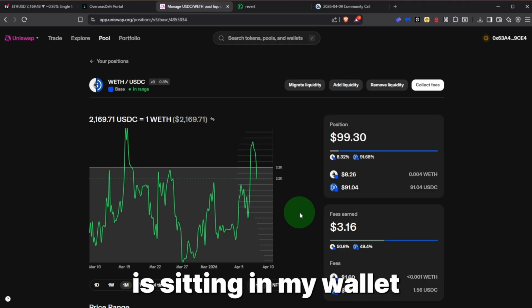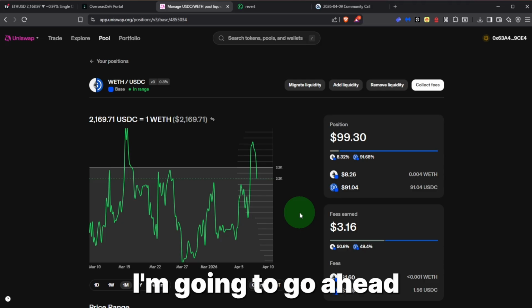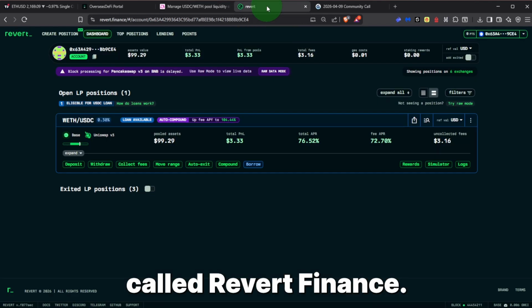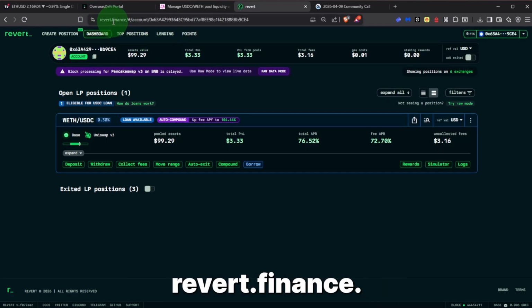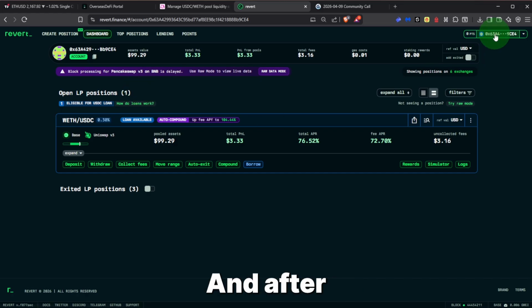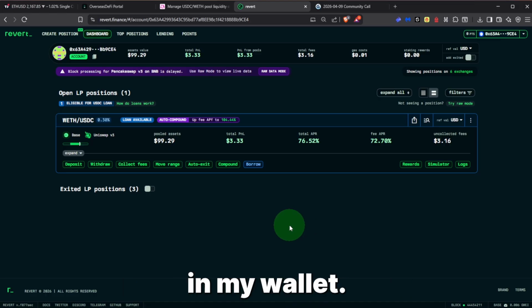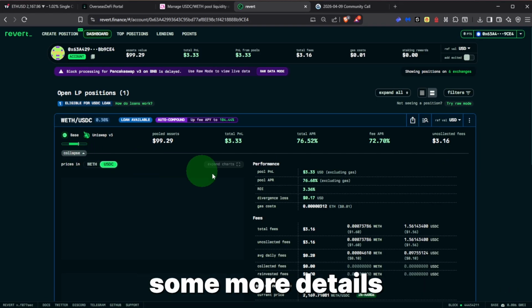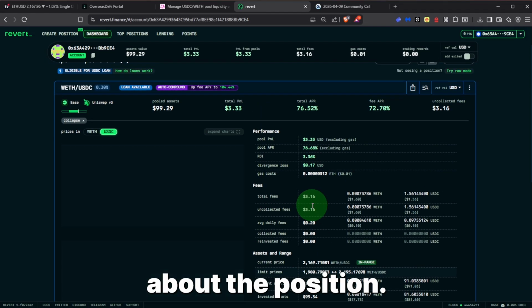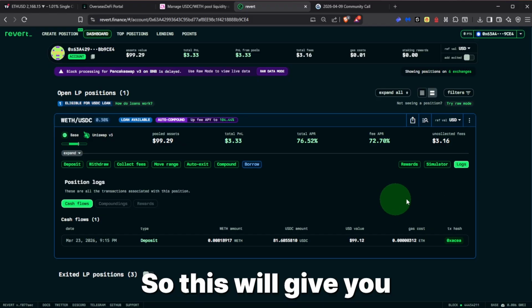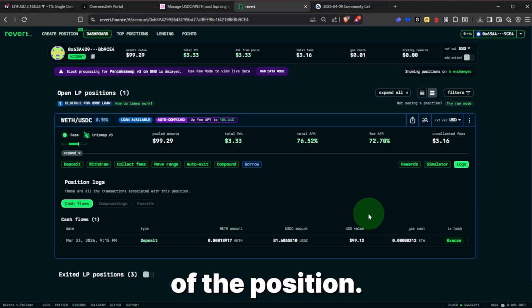Because that NFT is sitting in my wallet right now, I'm going to go ahead and look at this position on a different protocol called Revert Finance. So this is Revert.finance. And after I connect my wallet, the protocol can see that same liquidity position in my wallet. It reads the NFT and it sees the position. And this will give me some more details about the position. In particular, I want to take a look at the logs. So this will give you the entire history of the position.